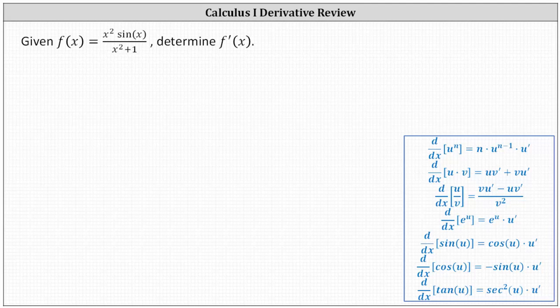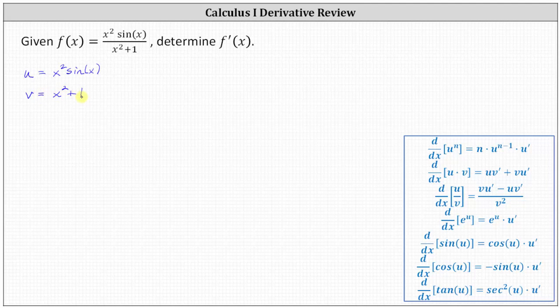Looking at our formulas on the right, we use the quotient rule in the form of the derivative of u divided by v with respect to x equals v times u prime minus u times v prime, all divided by the square of v. In our case, notice u, the numerator, is equal to x squared sine x, and v, the denominator, is equal to x squared plus 1.